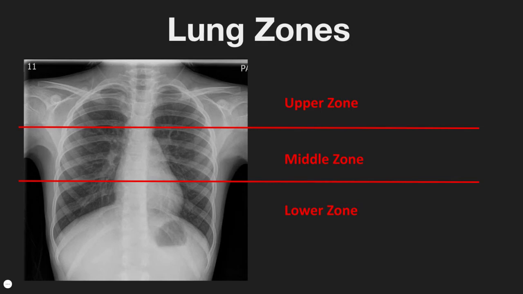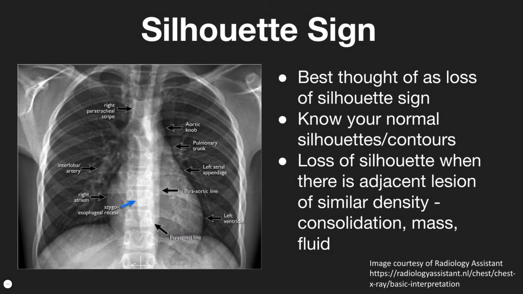The silhouette sign has almost certainly been explained to you before, and is actually best thought of as the loss of silhouette sign. It is important that you know your normal silhouettes, in particular which parts of the cardiac border correspond with which cardiac chambers. There is loss of the normal silhouette when there is adjacent material of similar density, for example consolidation, mass, or fluid.